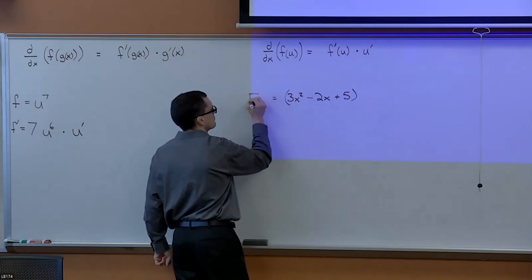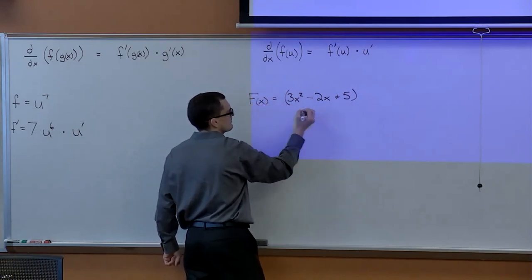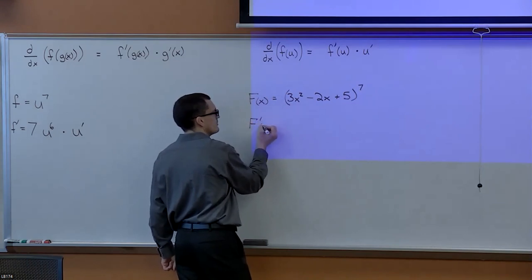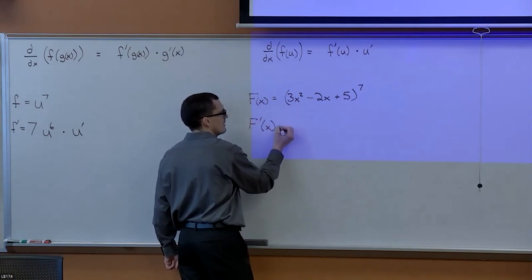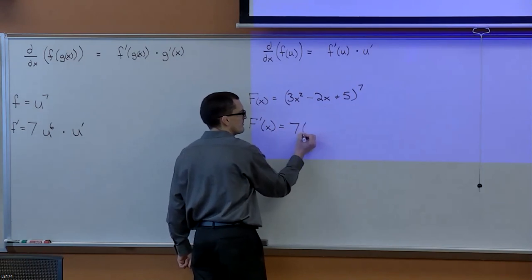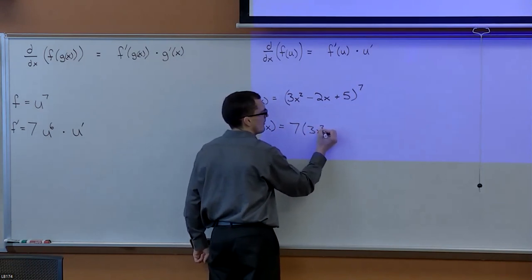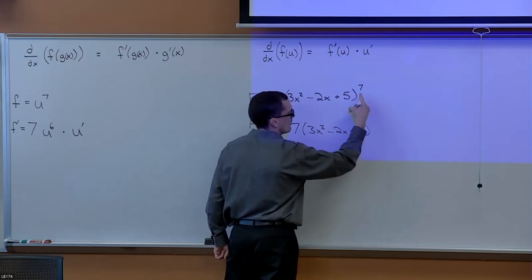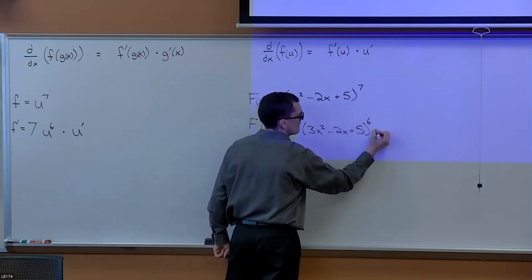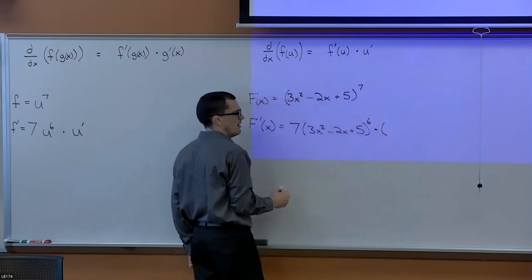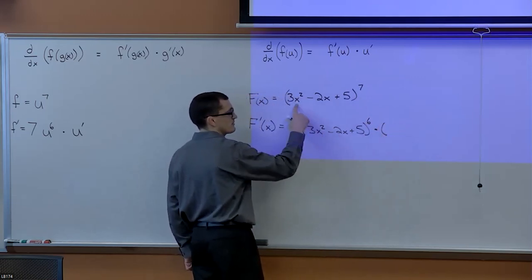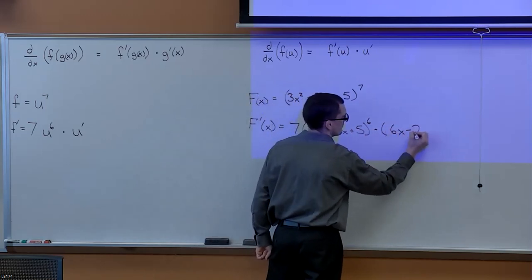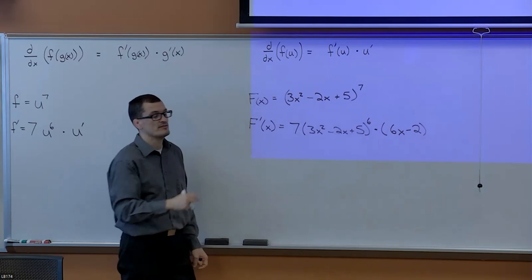So if that's my function, I'll call it capital F. Then the derivative with respect to x is going to be: bring the 7 out front, lower the exponent by 1, and then multiply all of that times the derivative of this inside function, which is 6x minus 2. So that's taking the derivative.